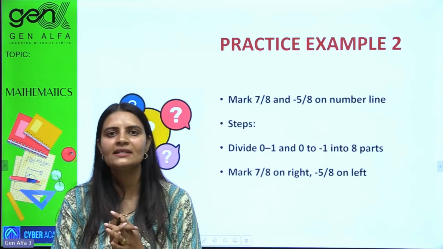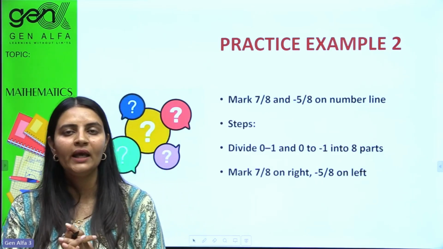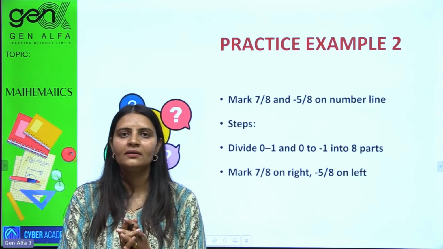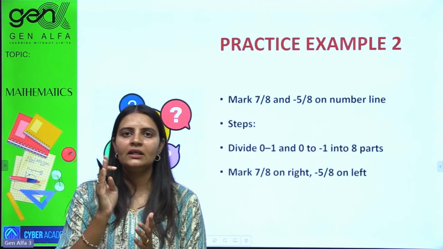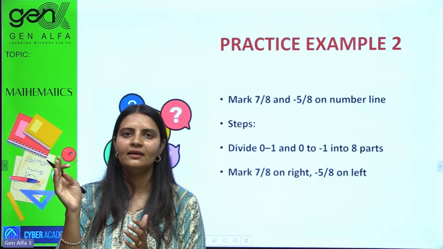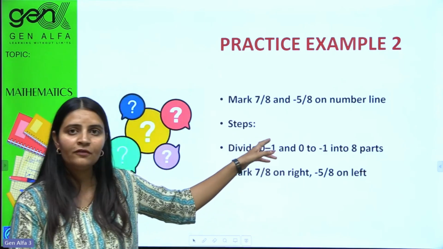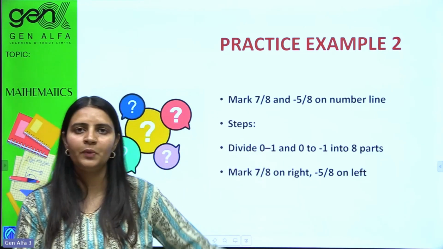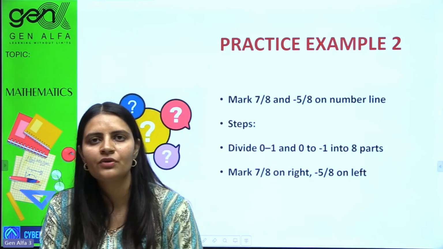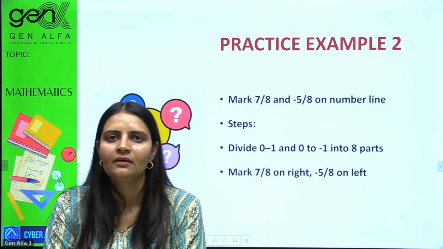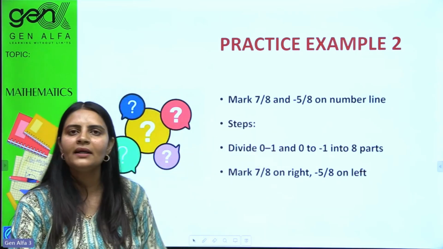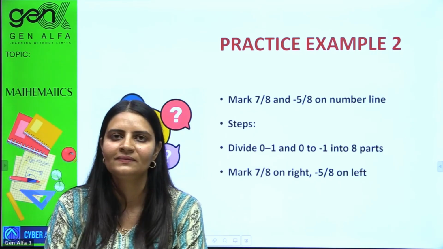Exactly, the denominator is 8. You are going to divide it into 8 parts. Just mark the 8 segments right now. 1, 2, 3, 4, 5, 6, 7, and the 8th part itself will be 1. So in between there are 7 parts. The 8th part we are considering as 1. Done with it? Now just mark 7 by 8. Easy?